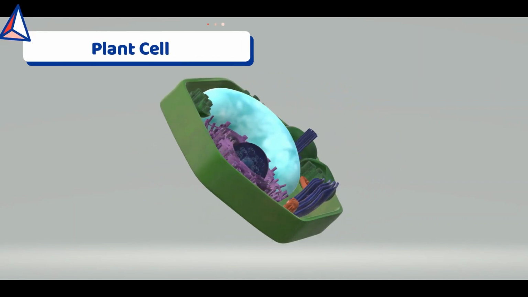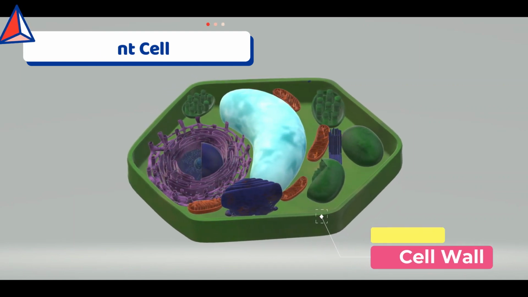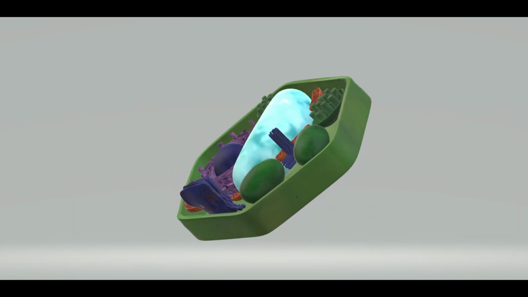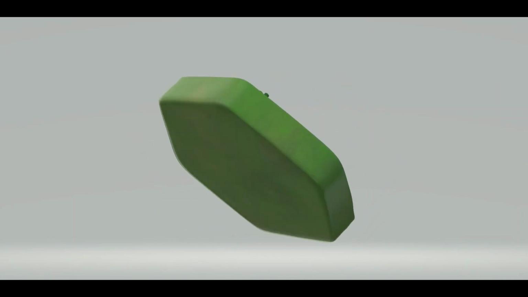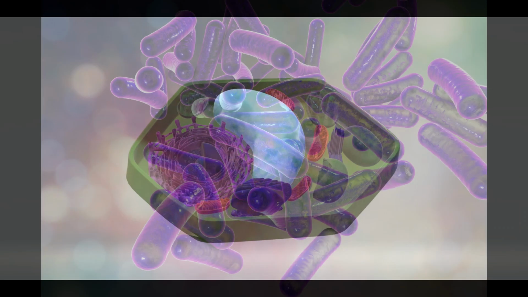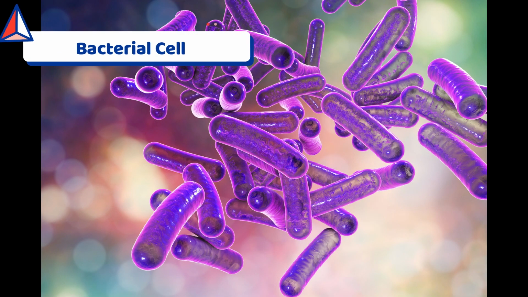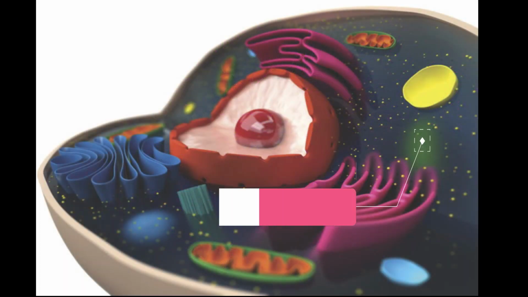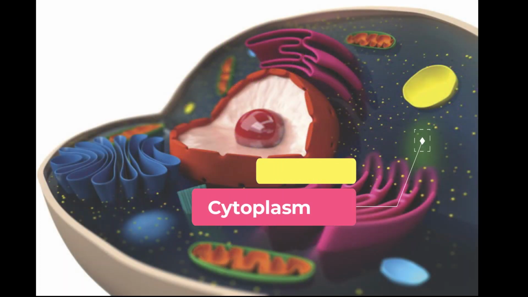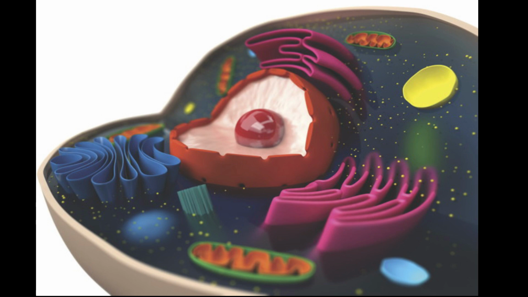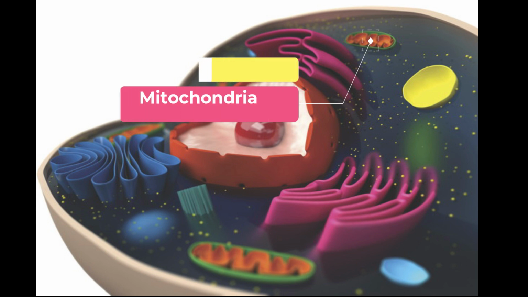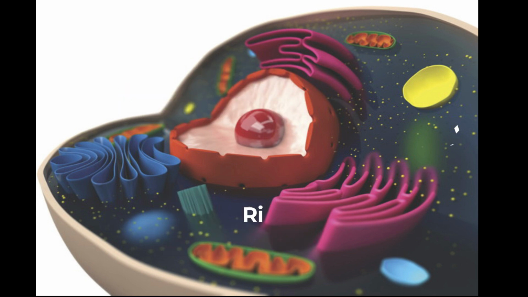Plant cells need protection. Cell wall is an additional covering over the cell membrane in plant cells. It gives shape and rigidity to these cells. In fact, bacterial cells also have a cell wall. Cytoplasm is the jelly-like substance present inside the plasma membrane. Various other components or organelles of the cell are present in the cytoplasm. These are mitochondria, Golgi bodies, ribosomes, etc.